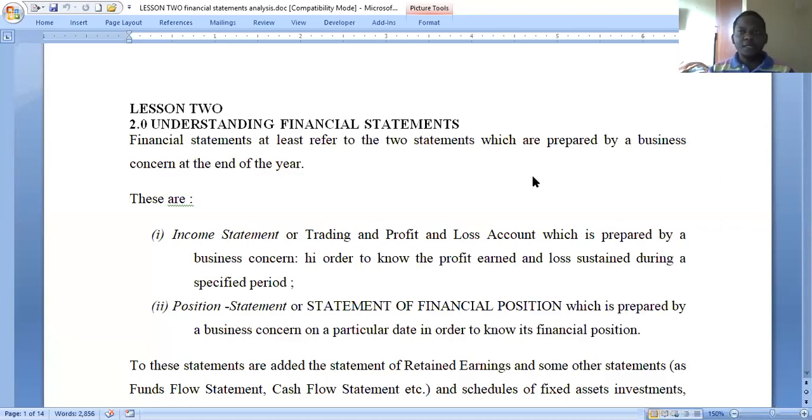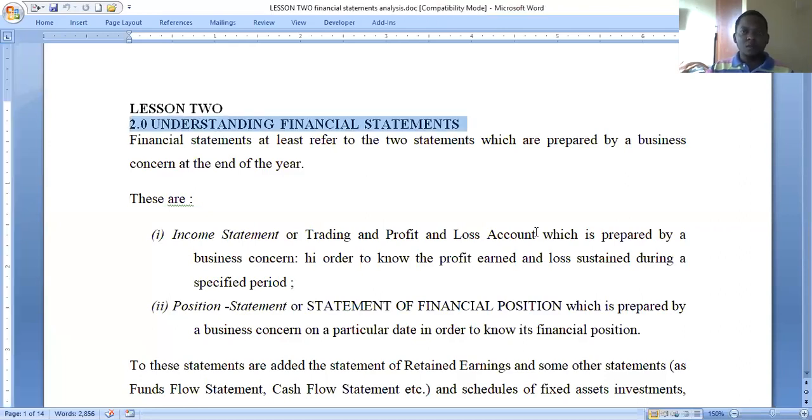Welcome to the second topic, the second lesson of financial statement analysis, that is understanding financial statements. This unit is all about analyzing financial statements. The course that you're undertaking at the moment is financial statement analysis, which involves analyzing financial statements. So on this basis, we need to come from the background of understanding financial statements. We need to refresh on the various types of financial statements that are prepared by businesses. So we look at each one of them.